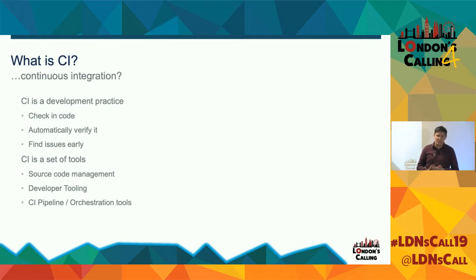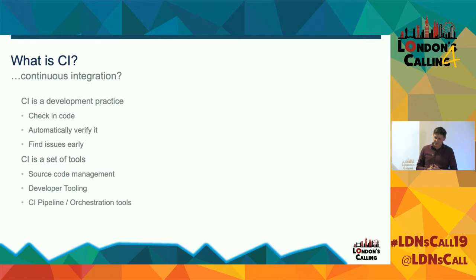So when I say development practice, I mean when you're working on a feature for your Salesforce org, you do your changes, you write your code or make your configuration changes, you check it in to a source code repository like Git. This continuous integration system will automatically verify it against your production org or wherever you would like. It will run tests. It will make sure that it's valid and working code. And you can use this to find issues with the code or with the changes that you've made early.